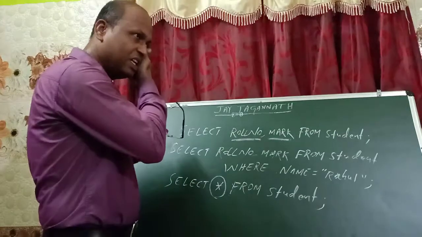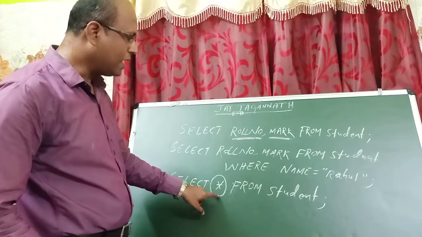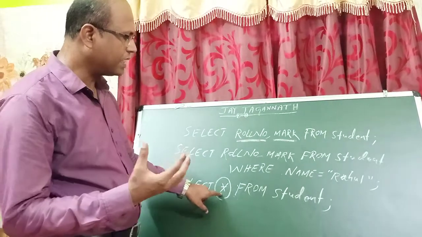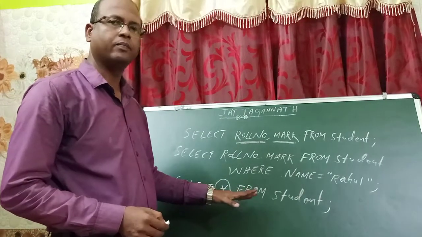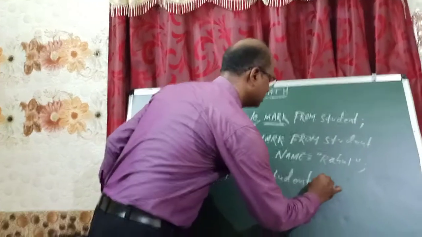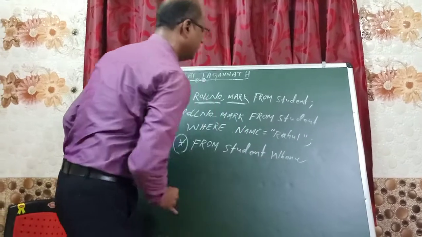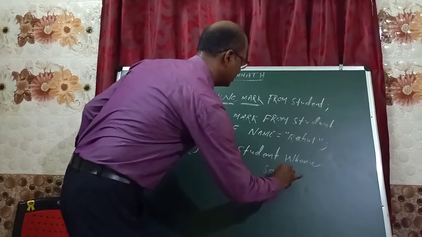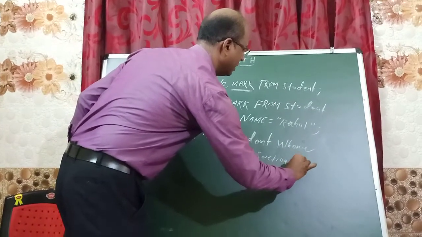It means that the star indicates all rows and all columns. Using the star, we can retrieve all records from the table. No condition is there. If you apply a condition, then you can use the where section equal to A section.